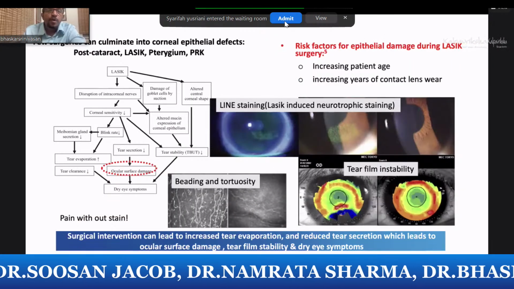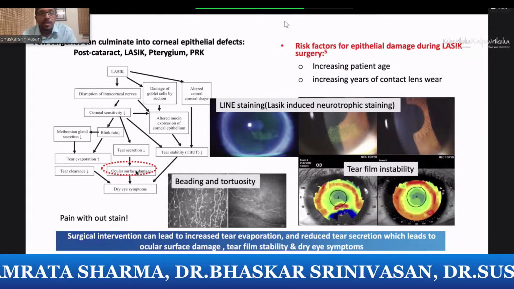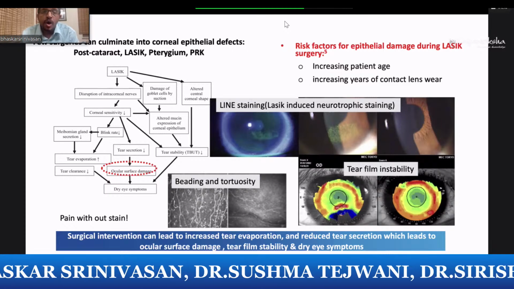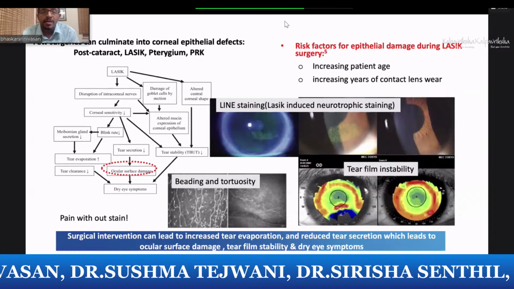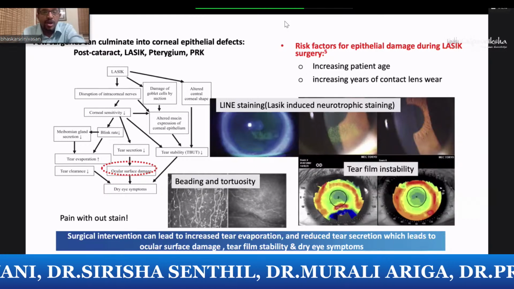Again, what are the reasons for problems post-refractive surgery? It is obviously the disruption of the nerves, the damage to the goblet cells, and the altered shape of the cornea post-refractive surgery, all of which can lead to tear film instability causing an ocular surface disease or dry eye, and you need to be aware of that.